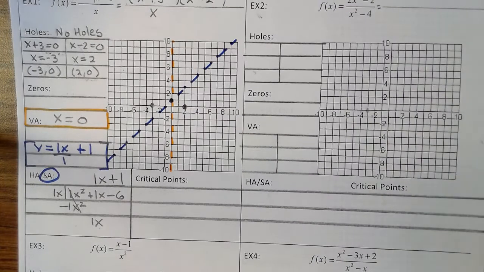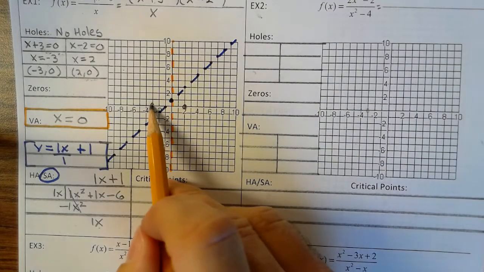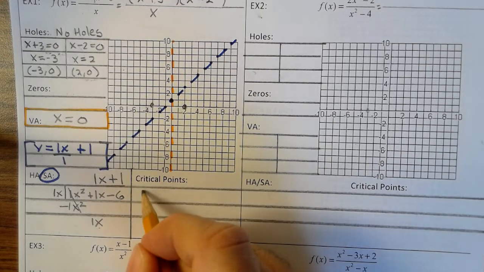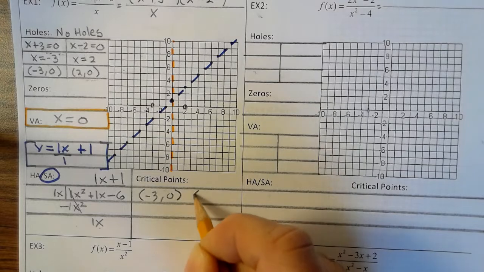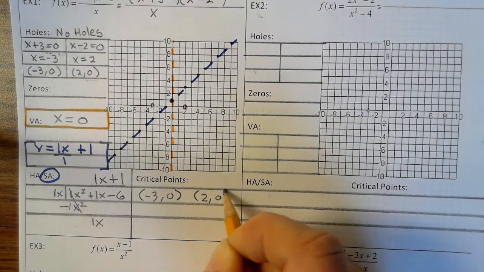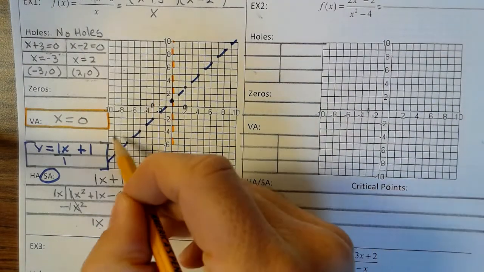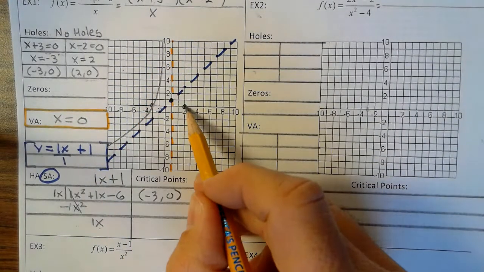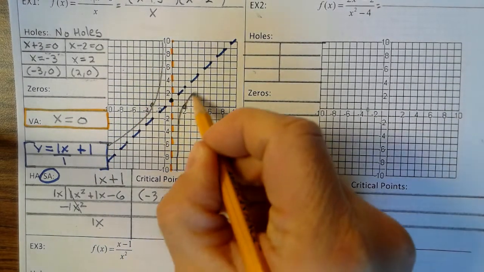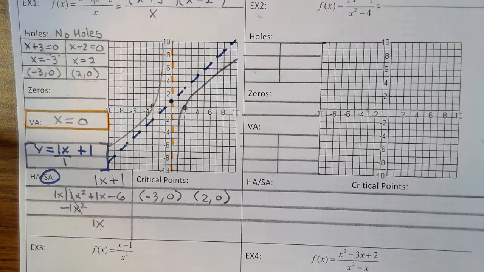Okay. Now for our critical points, we can use our intercepts because that tells us where the curves are. So -3, 0, and 2, 0 are critical points. Because they tell us, since this point's here, we know the curve is right here. And since this point's right here, we know the curve is here. Okay, so go ahead and finish up example 1.